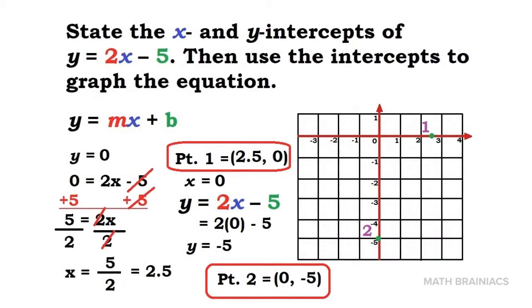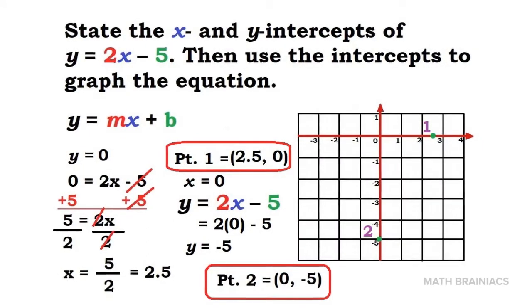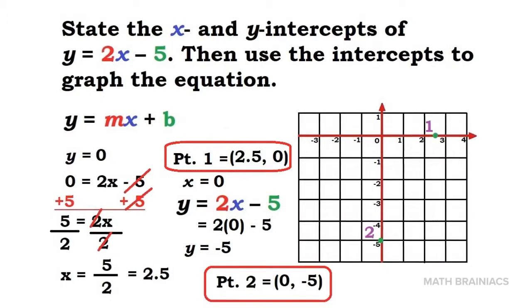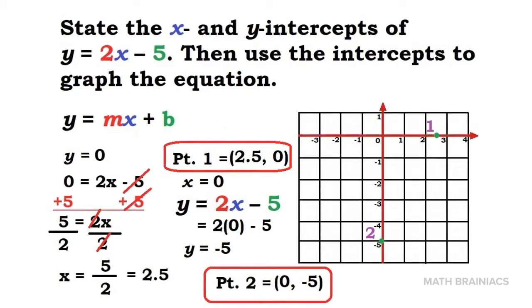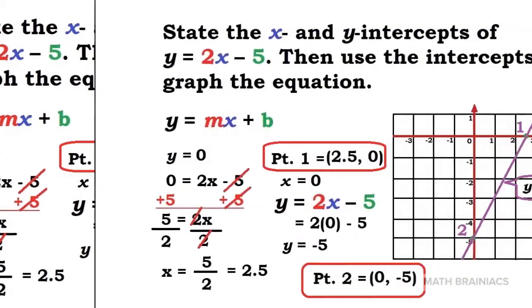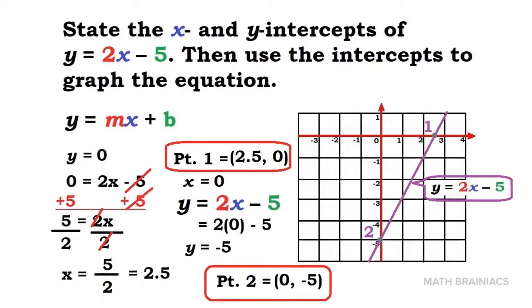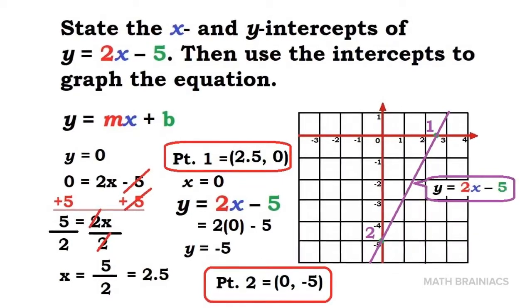Plotting point 1 on the coordinate plane, when x is 2.5, y is 0. And when x is 0, y is -5. So we have 2 points. Connecting the 2 points with a line, it will give us the graph of the equation y = 2x - 5.